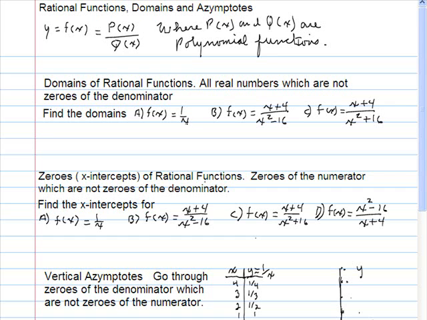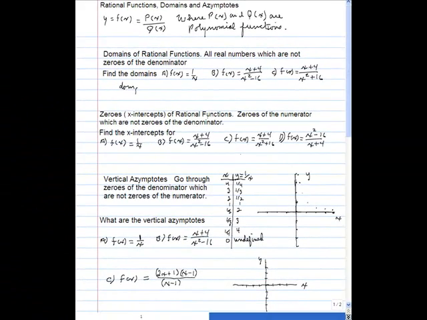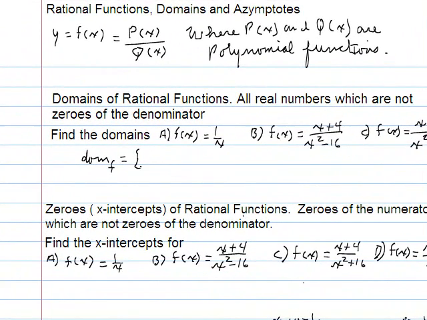So let's take a look at this first one, and what value of x could make the denominator 0? Well, clearly x equals 0 makes the denominator 0, so that's what we throw out. So we could say that the domain of f is the set, the little curly bracket means the set, of numbers such that, vertical line means such that, x is not equal to 0. Or you could put it this way in interval notation. Negative infinity to 0 not including 0, union 0 to infinity not including 0.